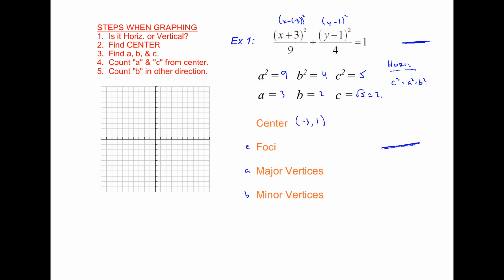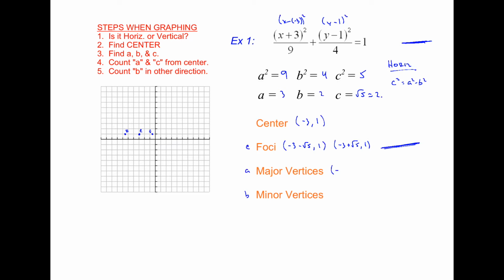So the foci, which is approximately 2 point something, but we want to do the exact value, we're going to take the X coordinate and add and subtract the square root of 5. So -3 minus the square root of 5, 1. And then we'll do -3 plus the square root of 5, 1. And all we're doing is adding that square root of 5 to the X coordinate because we're going left and right. So the center is at -3, 1. So we're going to count 2 something to both sides. So here's the center, 2 point something somewhere around here, 2 point something somewhere around there. So those are your foci. The major is 3 units.